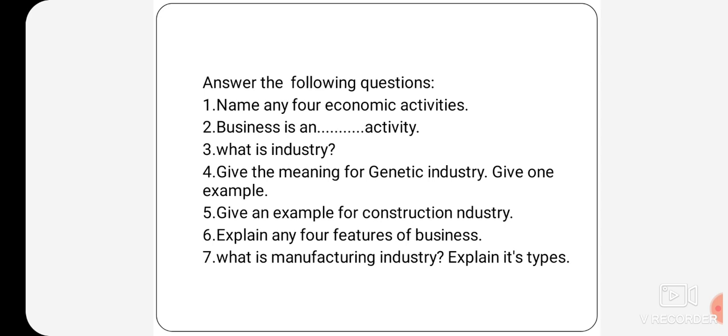You have to write answers for these questions and preserve the information, which will help you in future. So this is about the first part of business activity, that is industry. In our next online class, we will study the second part, that is commerce.